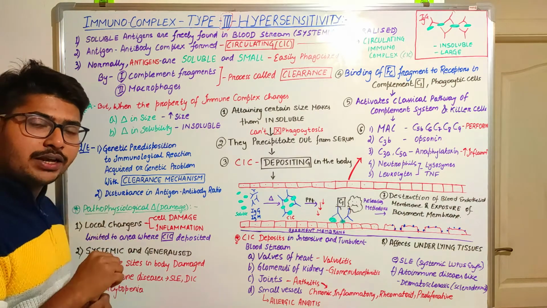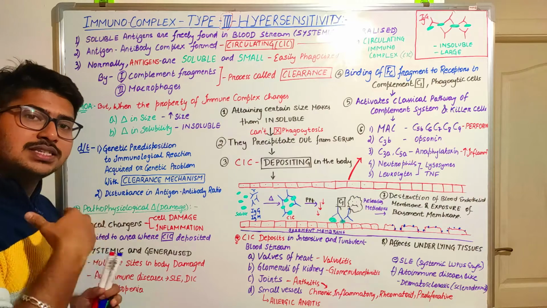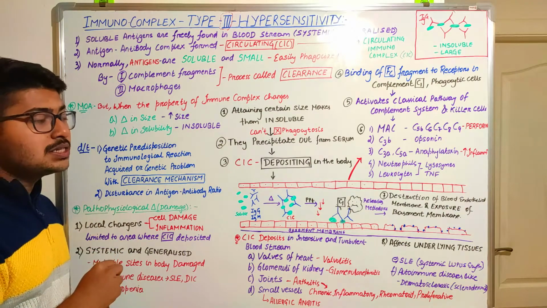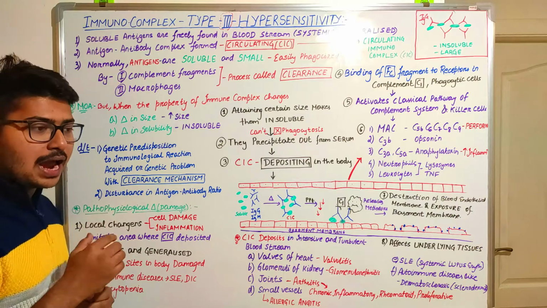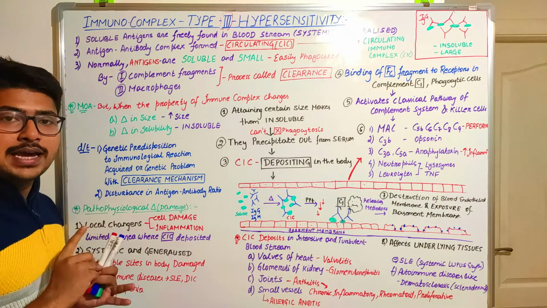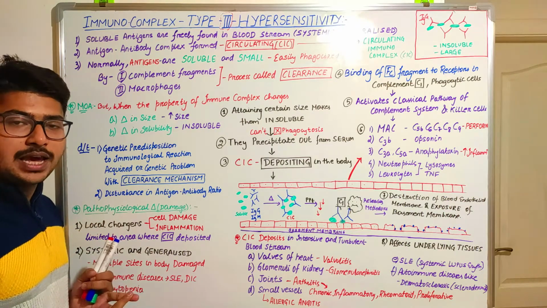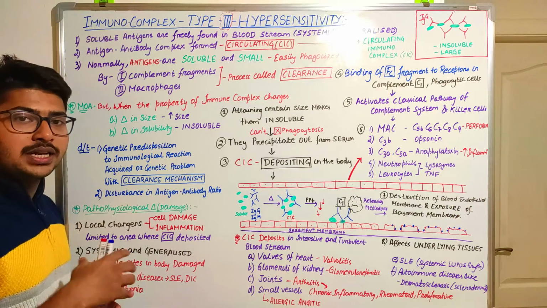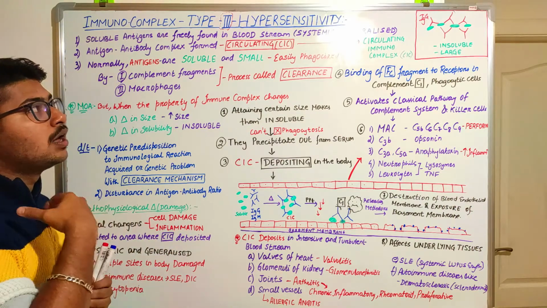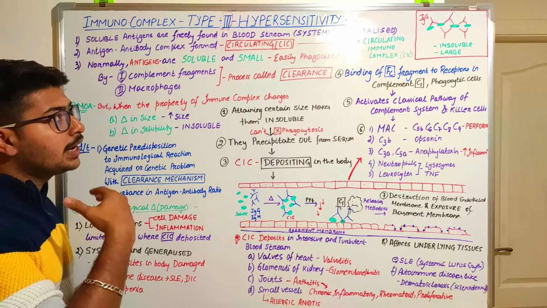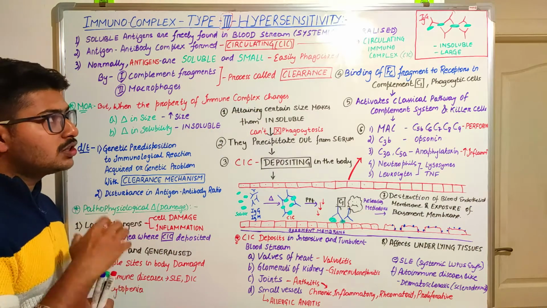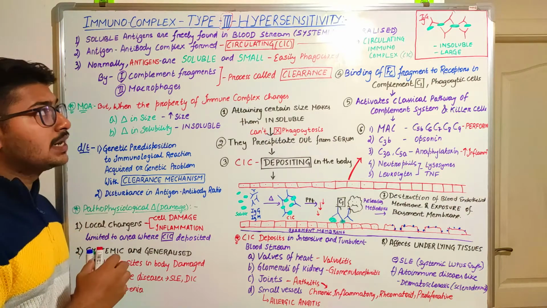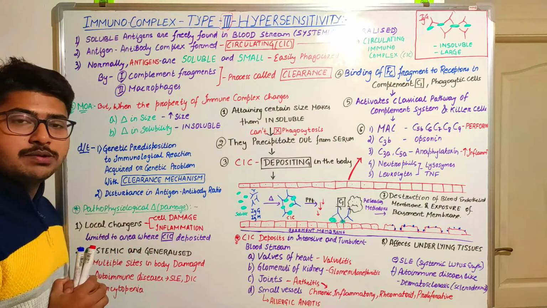And in similarity, what do they have? They have the same antibody, means they will have the same antigen and antibody interaction, and the same antibodies like IgG and IgM are produced. Most commonly the IgG induces this type of hypersensitivity reaction. Okay, so these were the differential characteristics through which we can differentiate between type 2 and type 3.